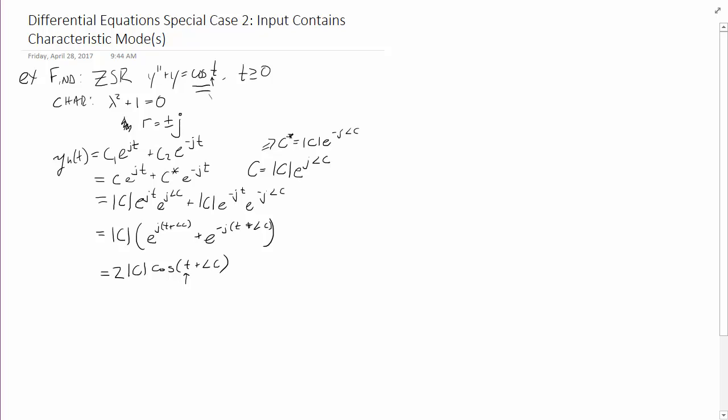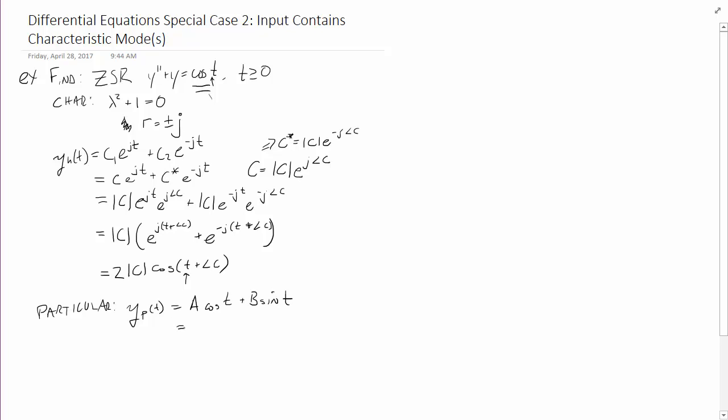This is a unit 1 radian per second cosine forcing, and this is a 1 radian per second natural mode of the system. So in this kind of situation, you're going to guess a particular solution that somehow looks like the forcing function. So for us, let's say that that is a times a cosine and b times a sine, right? This is the most general way to write a sinusoid.